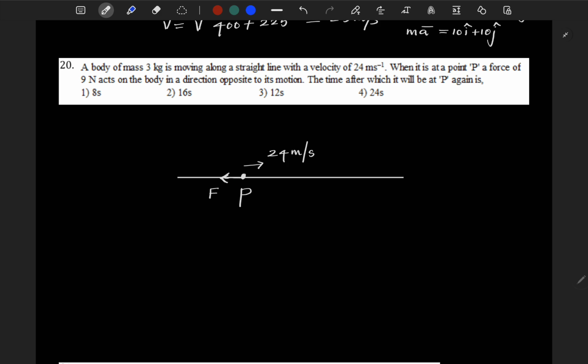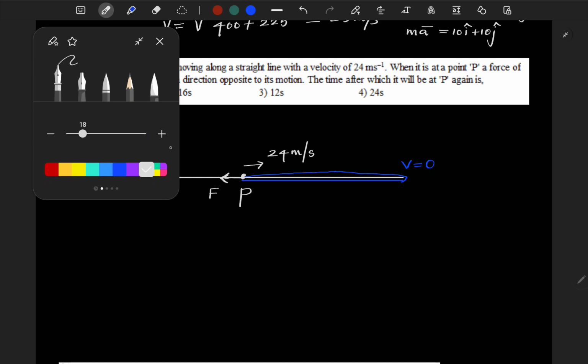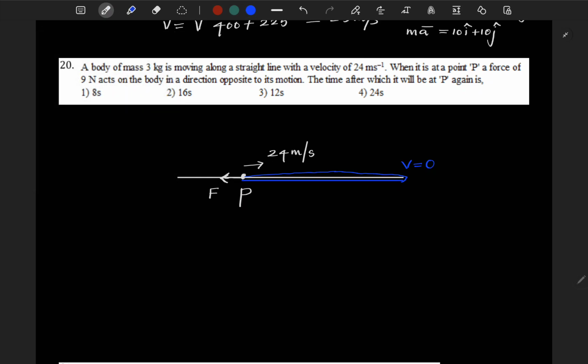See what happens when you apply force in this direction. The particle actually retards, so it goes this way. The velocity of the particle will become 0 somewhere, and again it will accelerate in the backward direction and reach point P. And what you have to realize is that when it goes to that point where velocity becomes 0 and comes back, it will have a velocity equal to 24 but in the opposite direction. So we can find it simply using V bar is equal to U bar plus A bar into t. V bar is the final velocity, which is in this direction. It will again be 24 meter per second, so I'm writing it as minus 24 is equal to U bar, which is plus 24.